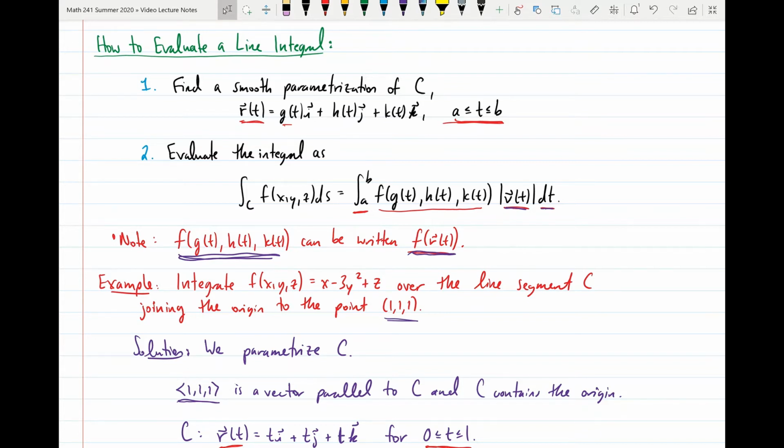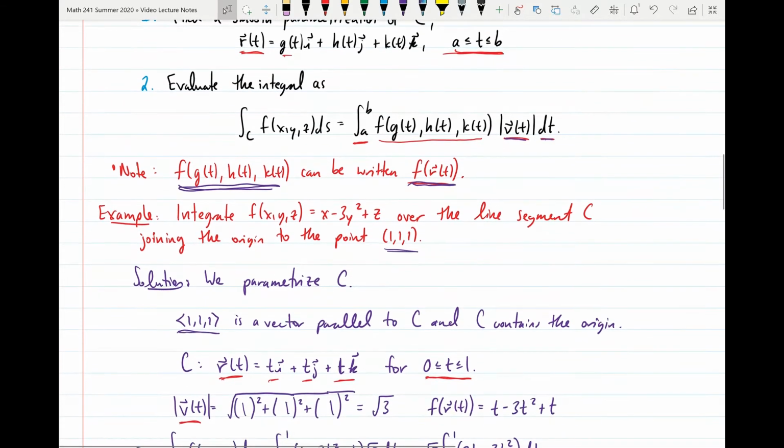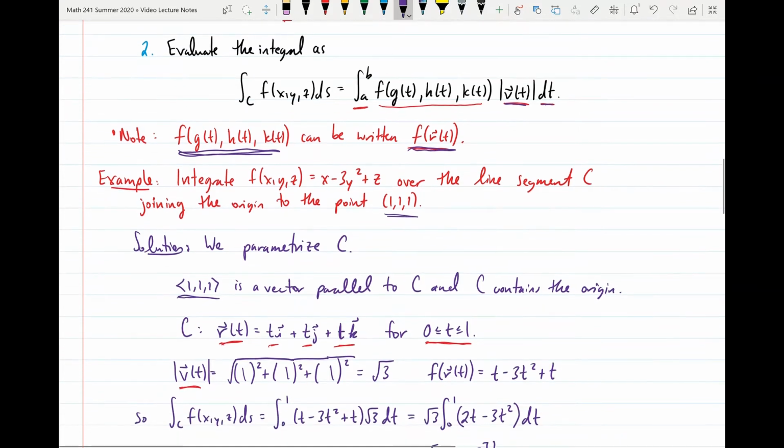So again, we're taking that integral with respect to t, and that's just a regular ordinary integral. Also note that this function f of g of t, h of t, k of t can also be written as just f of r of t. The intuition there is that f of r of t just means that we're taking points that are on the curve and plugging them into f.